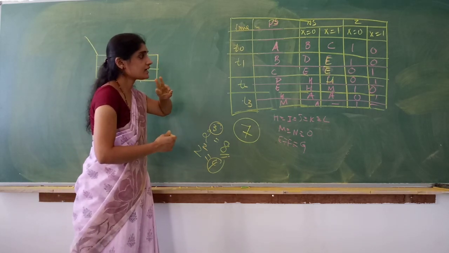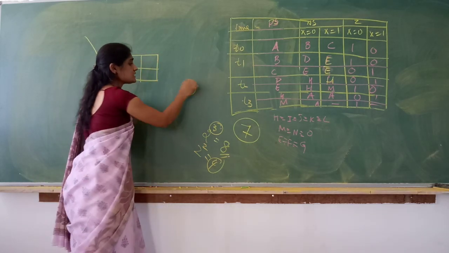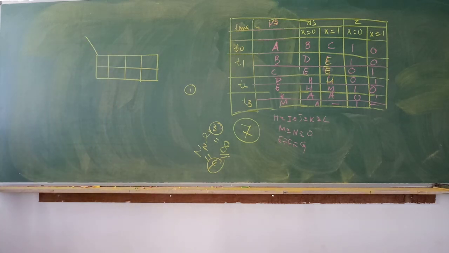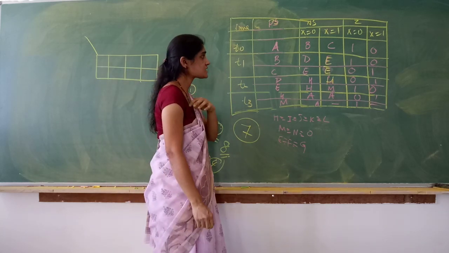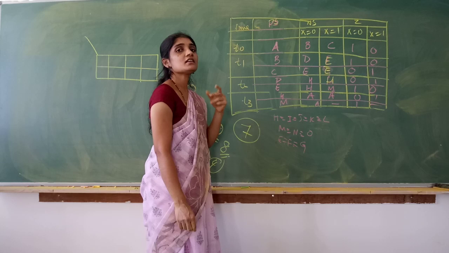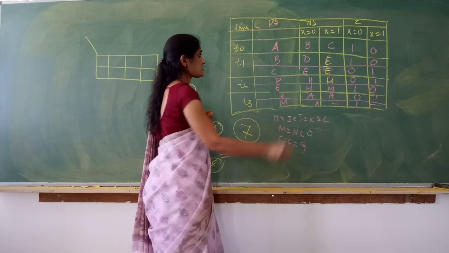So in those 3 guidelines, I'll just read out the guidelines. The first guideline for state assignment is, states which have the same next states for a given input should be given adjacent assignment. That I will take afterwards. Let me go on to the second guideline: states which are the next states of the same state. See, this is the present state.